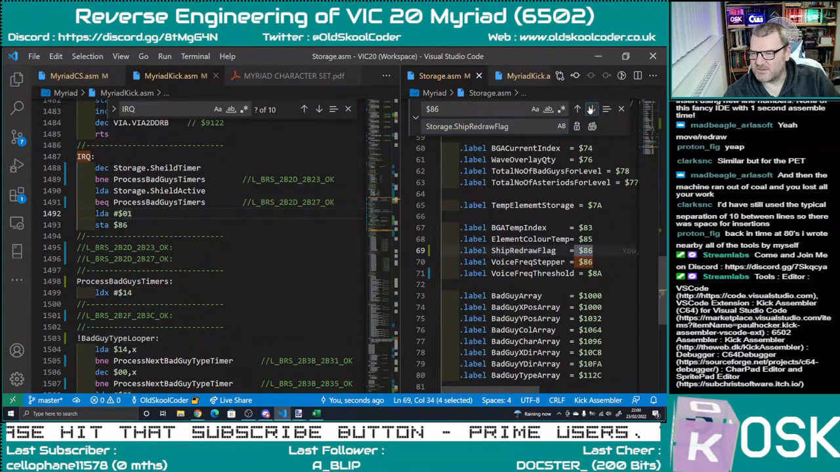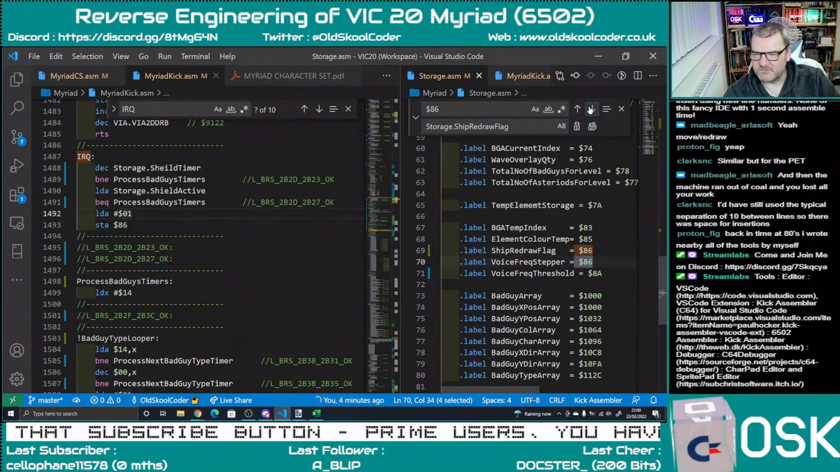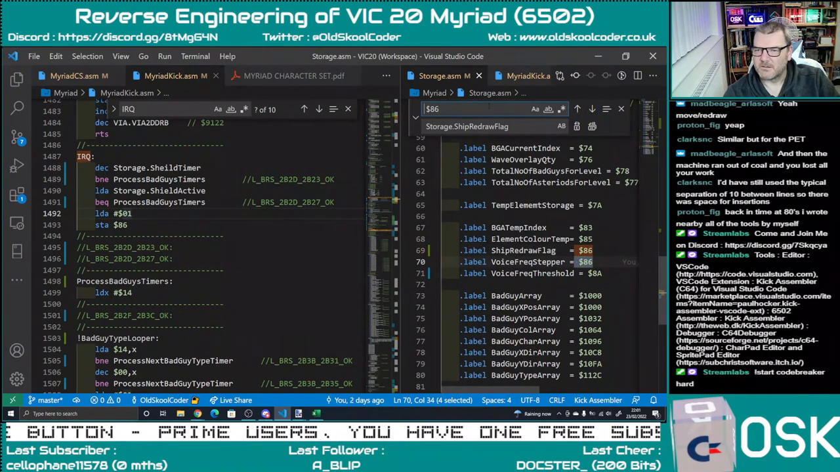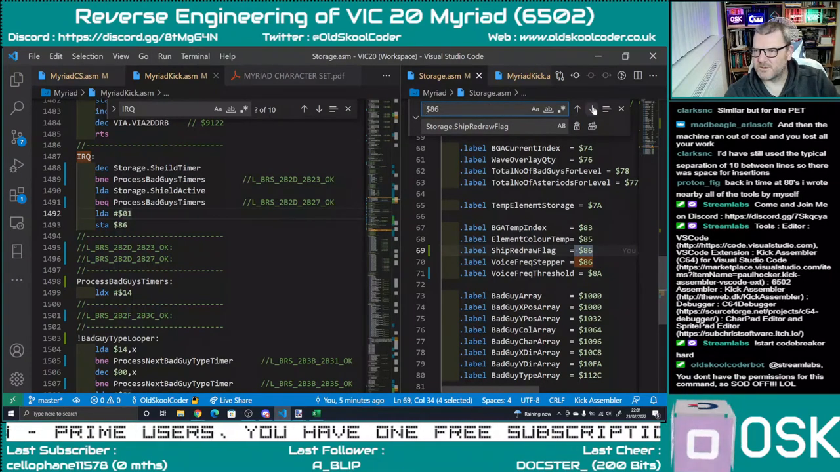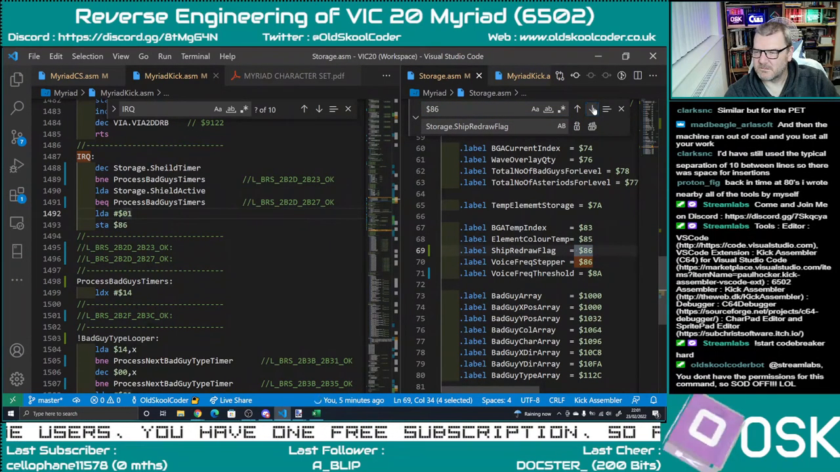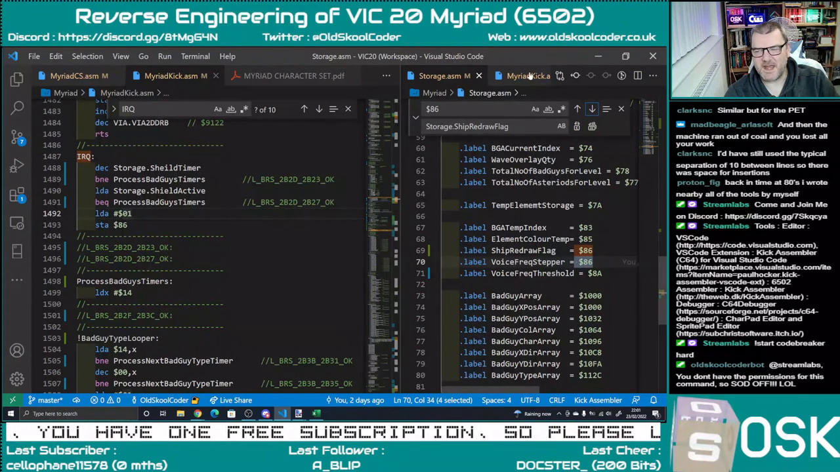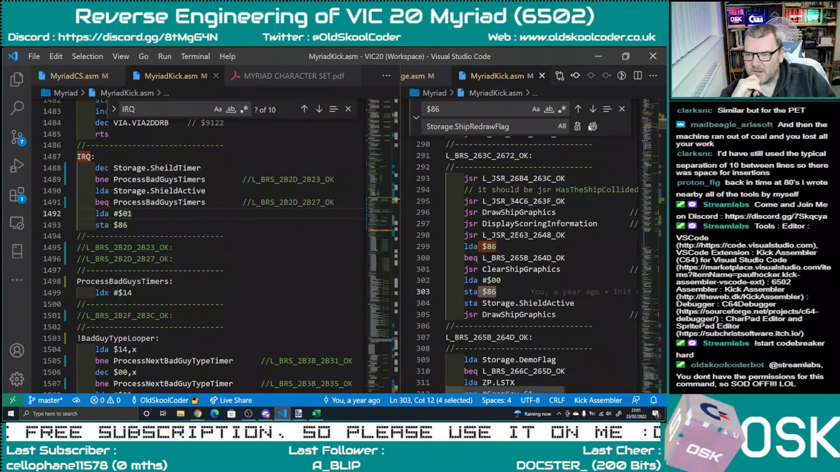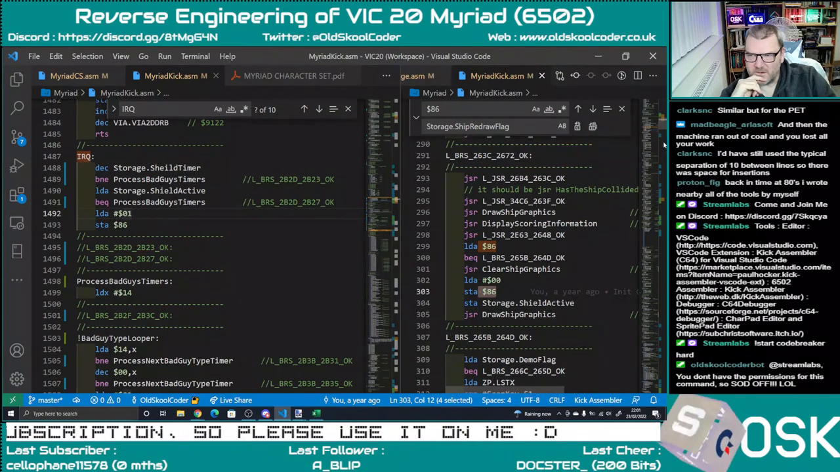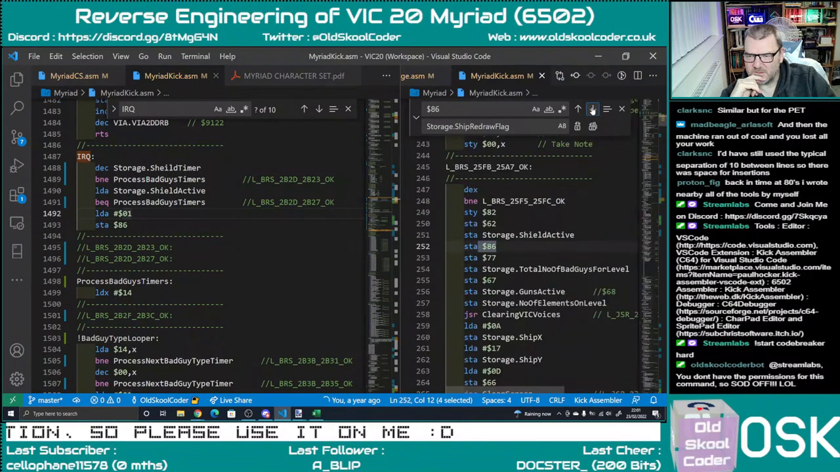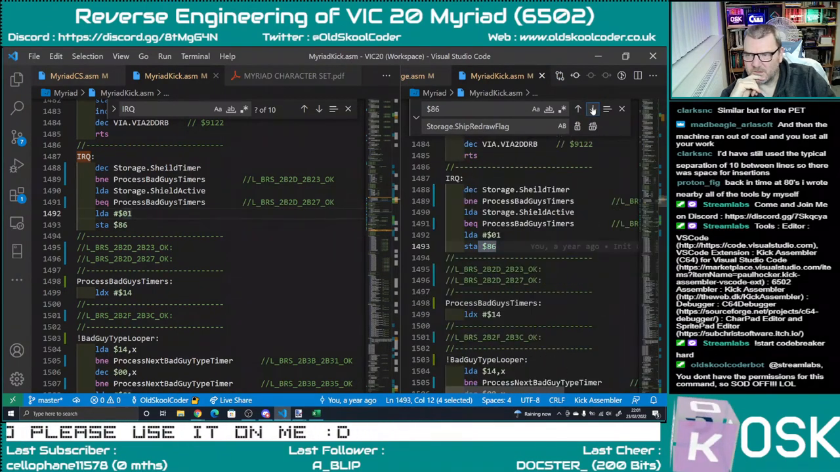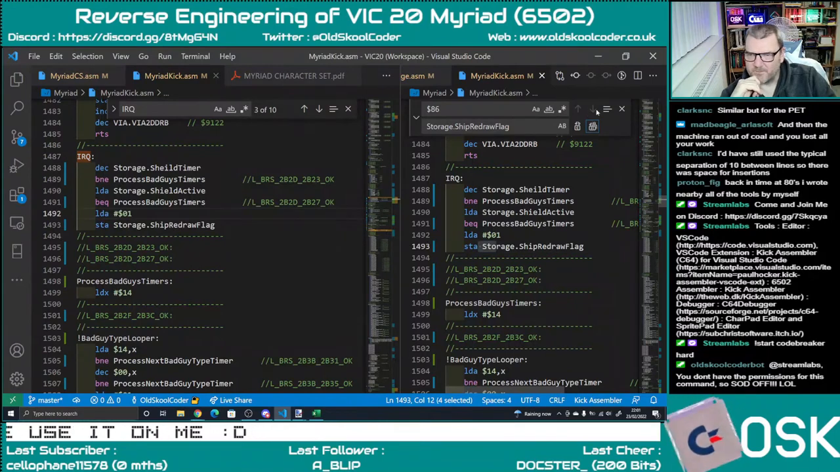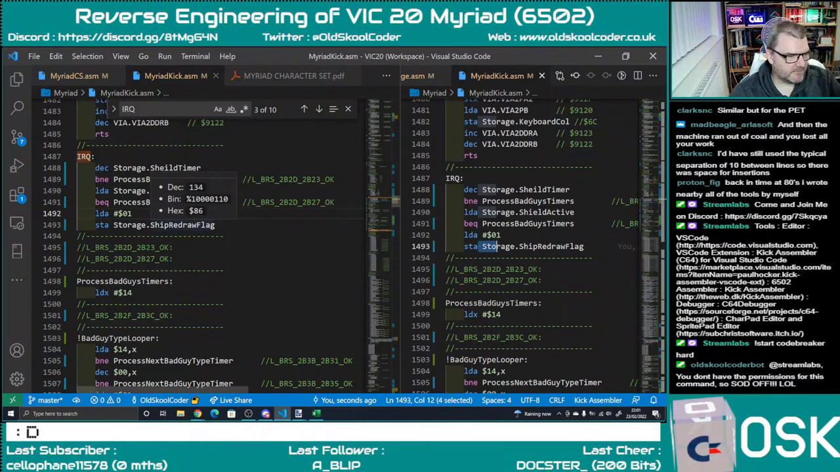Right, let's renumber this. So the chip redraw flag, we're going to miss those two. We should have some more. Why is it? Oh, that's because it's in there. That's it. Right, so ship redraw flag. So we've got how many? 1, 2, 3, 4. There we go. So now we know what 86 is.